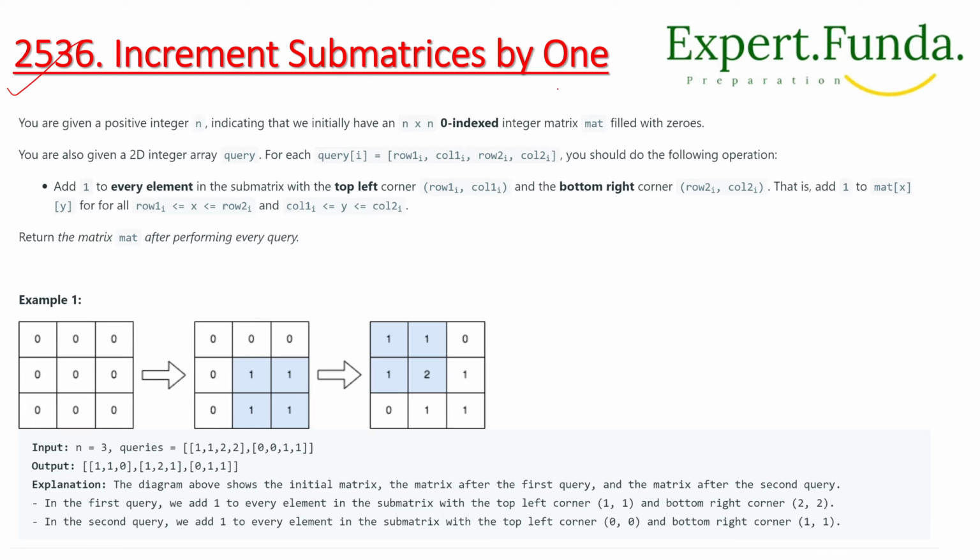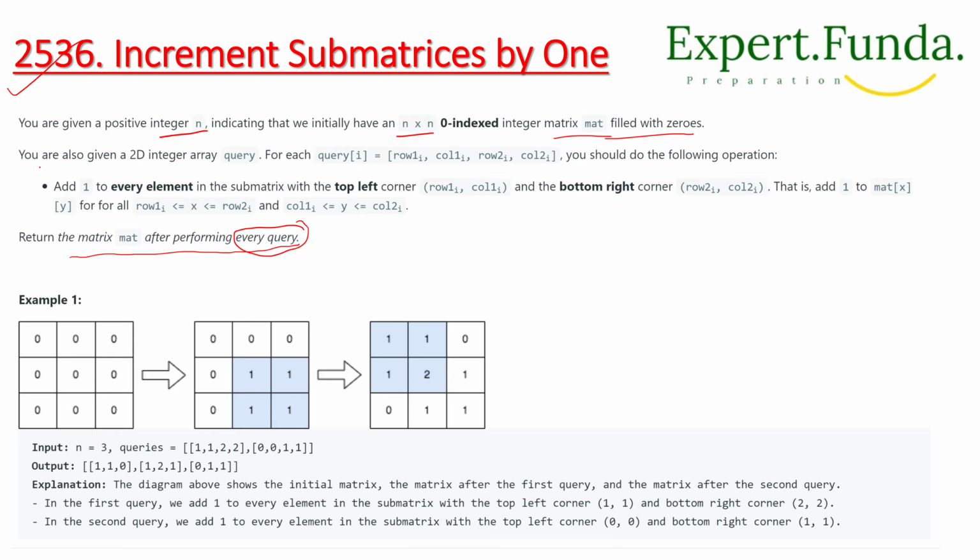Submatrices by 1, right? Let's read the question. It says that we have n positive integers, indicating that initially we have an n by n matrix, that is mat, filled with 0. This mat we have to return after performing every query.